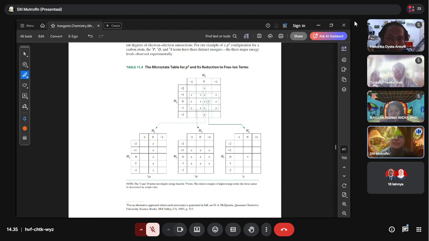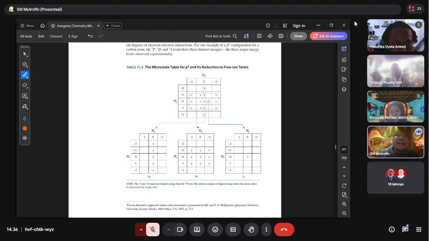Okay, Tunjung? Because of the fulfillment of the energy, it's on the zero only. That's why it is the complete microstate. So the complete microstate of the D only belongs to the MS equals 0. Okay, I got it now. Okay, thank you very much.